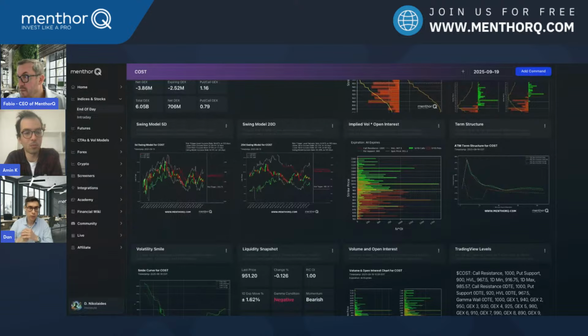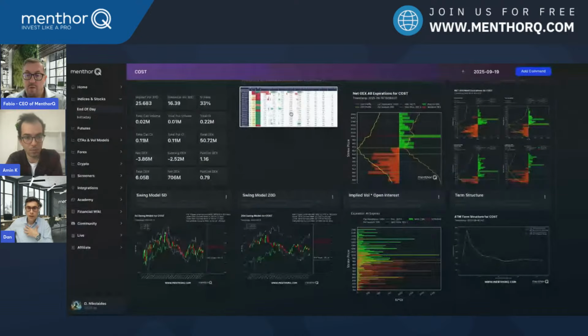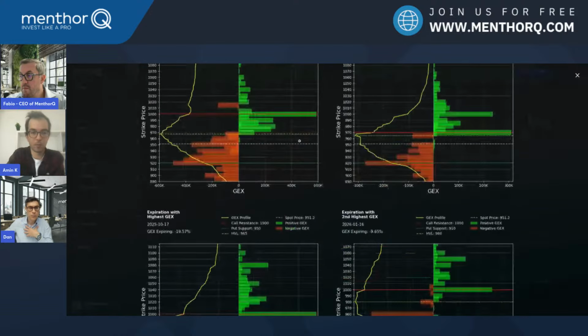We got some data we wanted from EarningsWatcher. We still haven't got all the data we need from MenthorQ. So you see a lot of data here. We can make this a bit bigger.